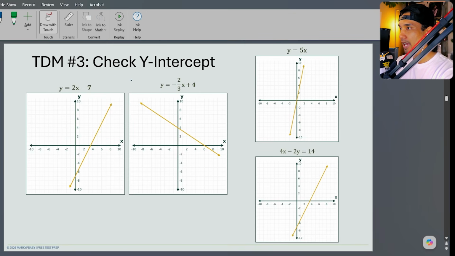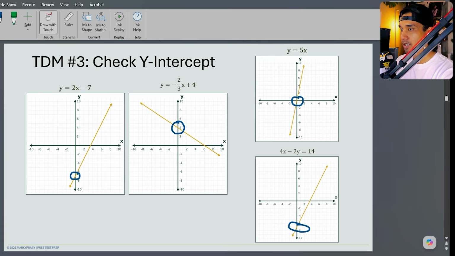Okay? And then I have the same graphs as the last one. And then this time I just wrote the equations above. And then negative 7 is my y-intercept, and it's right here. Over here, plus 4 is my y-intercept. 5x, I have 0, 0 at the origin as my intercept. And over here is just the same graph, right? And then my y-intercept is negative 7.